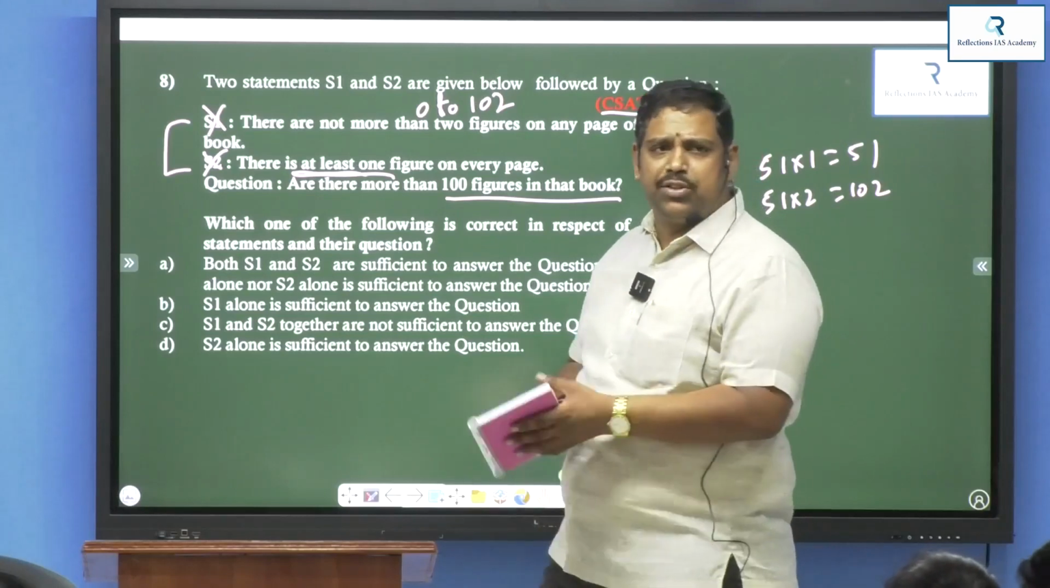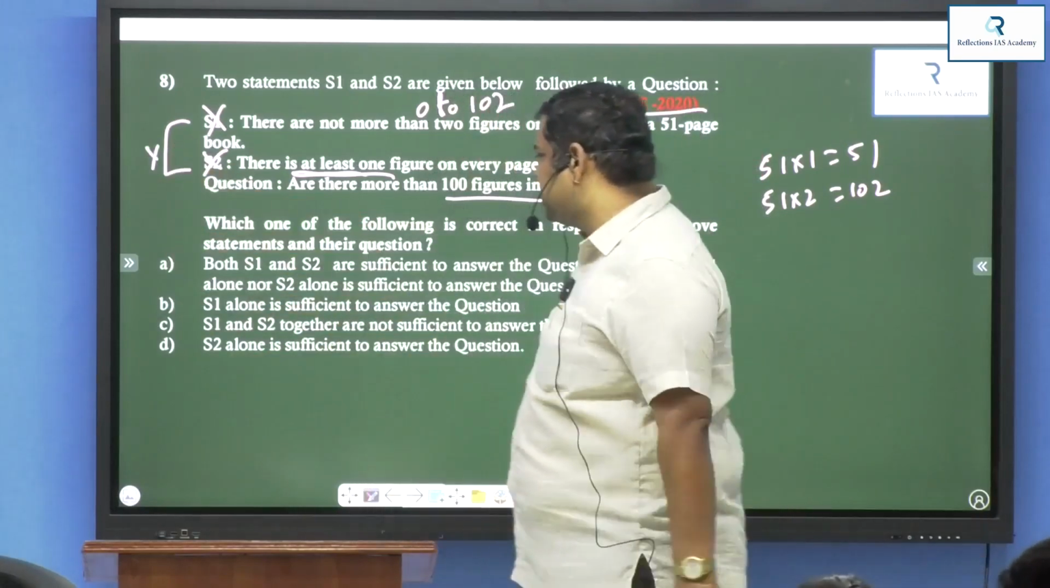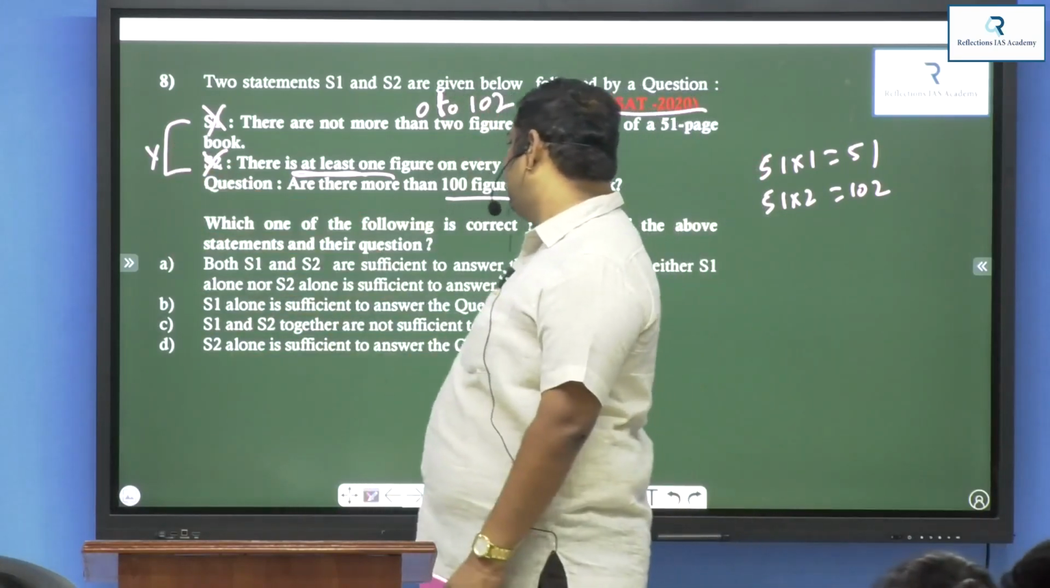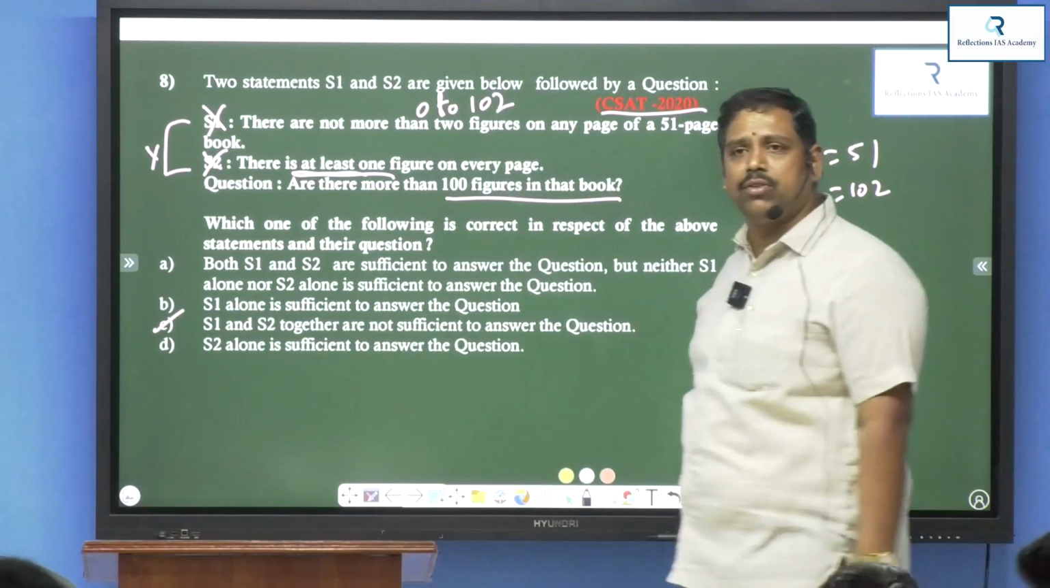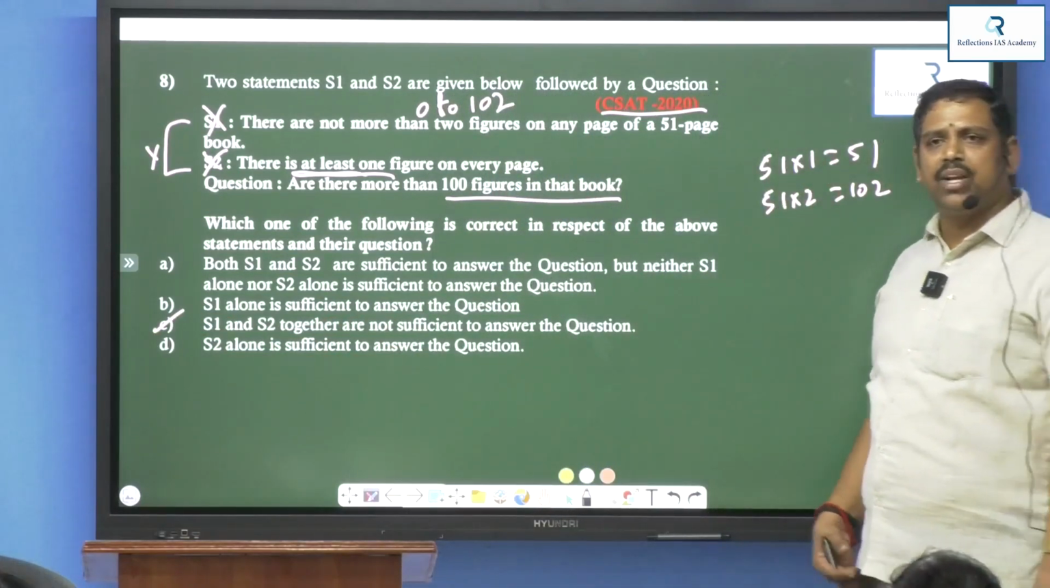Both together also not sufficient. Okay. Means which option is the answer? C. S1 and S2 together also not sufficient to answer that question. Yes. Okay. Can I go to the next question?